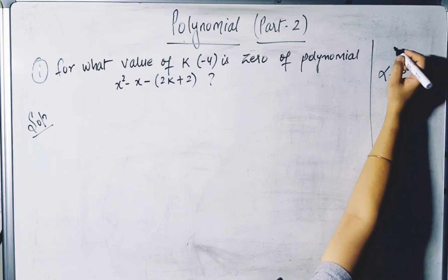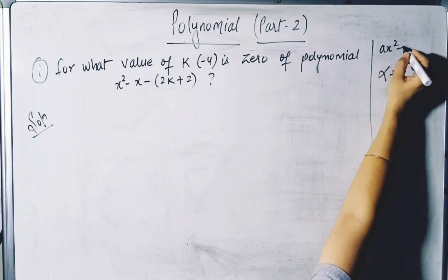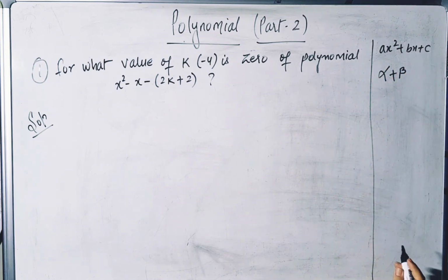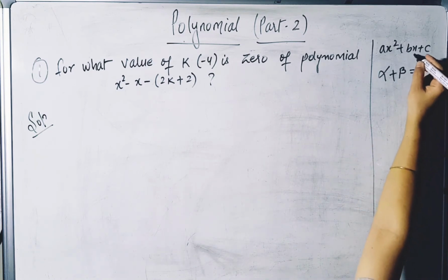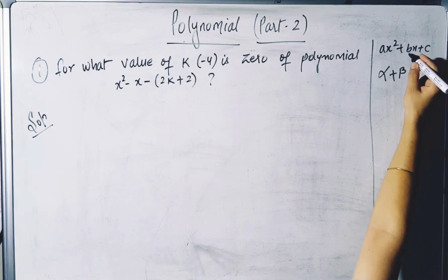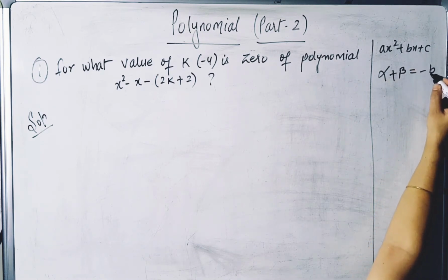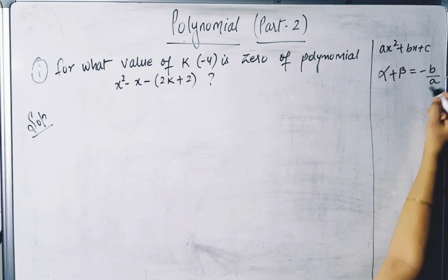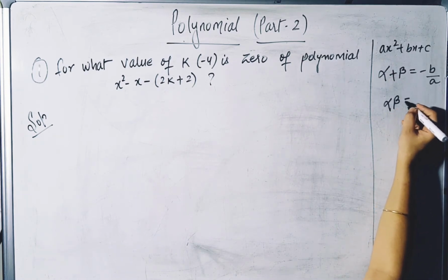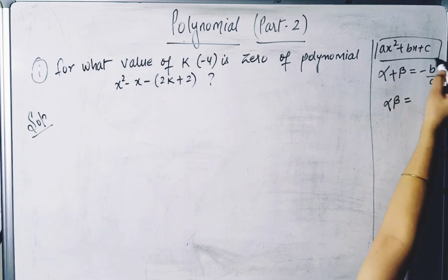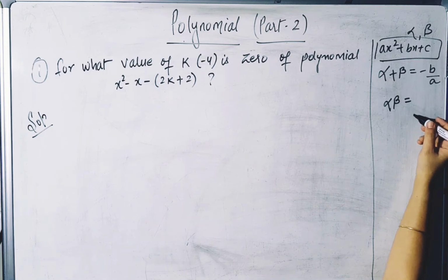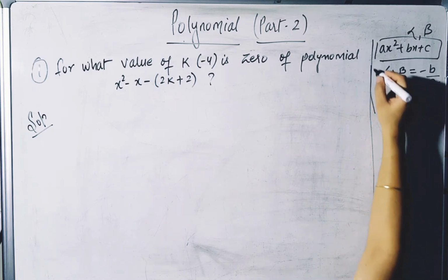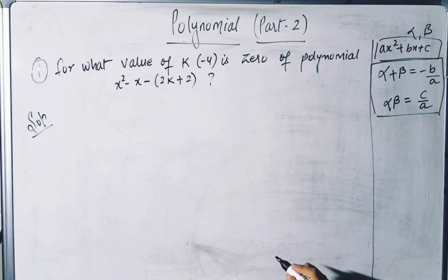We have assumed we are having a quadratic polynomial ax square plus bx plus c. So we have assumed there are two zeros, that is alpha and beta. So the sum of zeros is minus coefficient of x. Here the coefficient of x is b, so it will be minus b upon coefficient of x square, that is a. Similarly, product of zeros, alpha into beta, is c by a. This concept is already explained in part 1 of polynomial. Today we will be discussing questions related to this concept only.